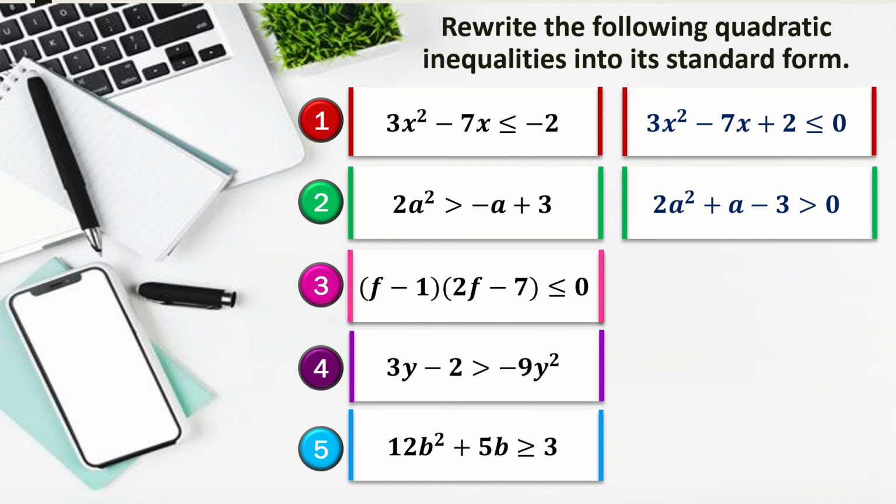Number 3, f minus 1 times 2f minus 7 is less than or equal to 0. Simplifying this one, it will become 2f squared minus 9f plus 7 is less than or equal to 0.